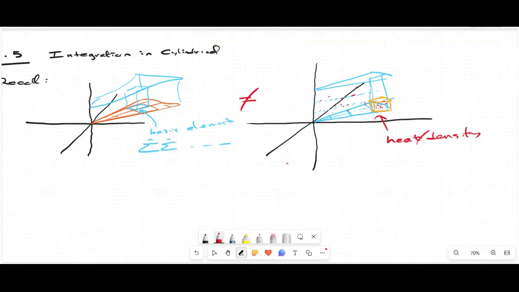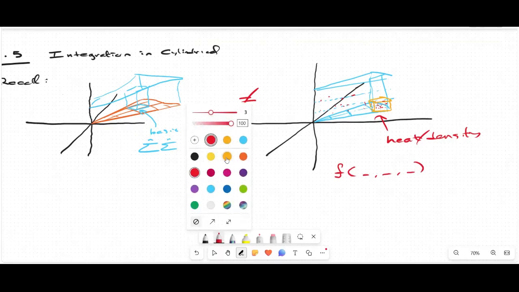So what are the ingredients that we have to integrate here? Well, as always, we need a function we're going to integrate. We need to sample it at some point. We have to talk about what these points are. And then we need a base to integrate over. So in this case, it's going to be a volume because it's a 3D integral.